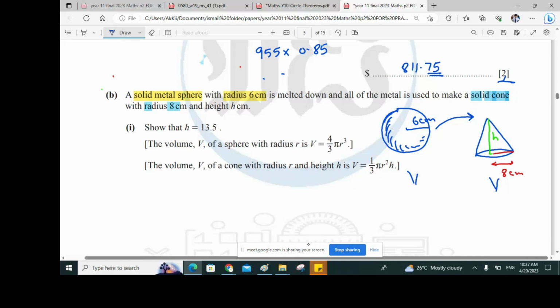The volume of both the sphere and the cone is same, that is volume of a sphere is equal to volume of cone. So what is the formula for volume of sphere? It is here, and the volume of cone is here. Volume of sphere is 4 upon 3 pi r cube. Now this is 6 cube, equivalent to volume of cone. Cone is here, it is 1 upon 3 pi r square, r is just 8 square multiplied by h.